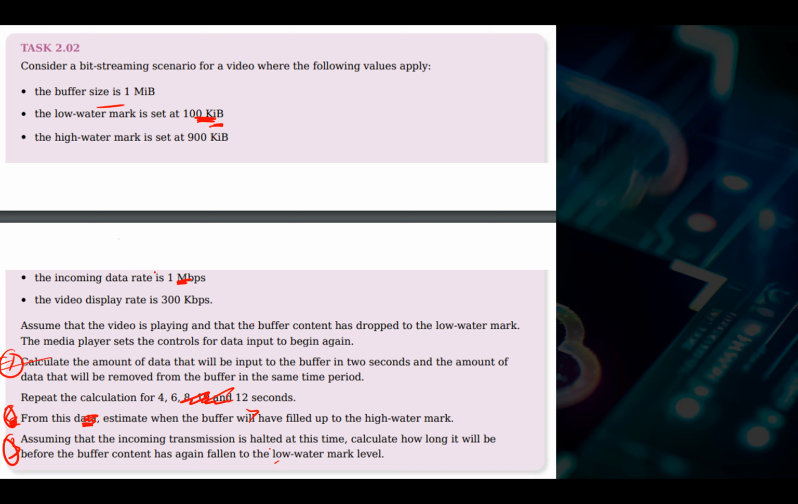So what I'm going to do is convert everything into kibibytes. Now, you could convert into mebibytes, because you see, this is using mebibytes.